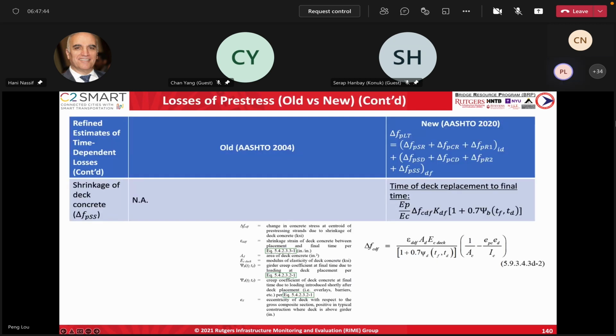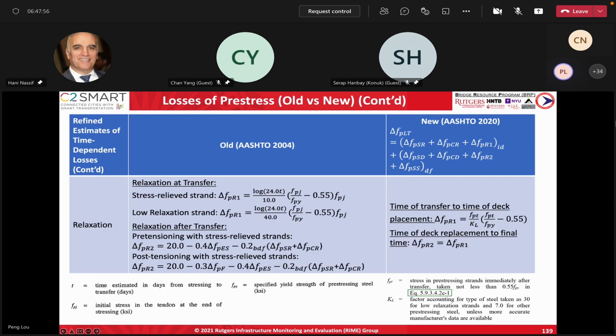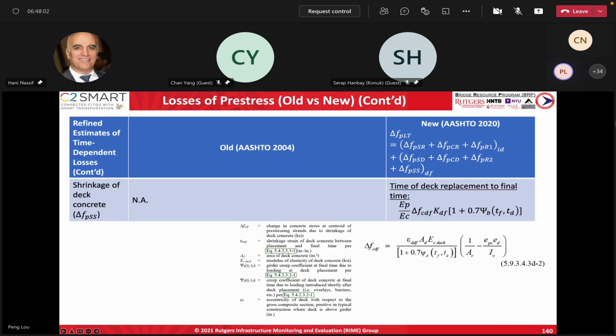So pretty much that's it for the comparison of old losses and new losses. Again, I might go a little bit quicker, but I just want to show you guys the conceptual things, because there are so many equations and notation involved in this model. So any question regarding this part?